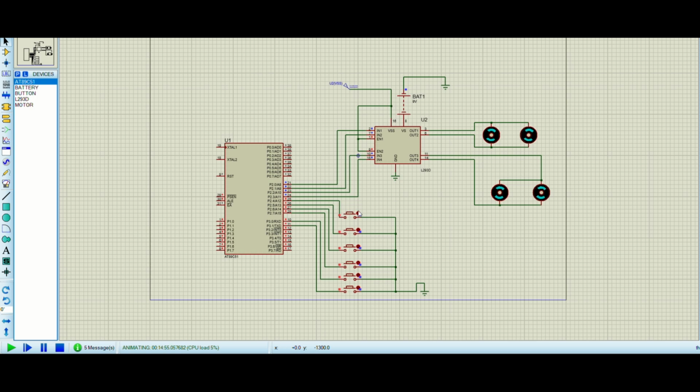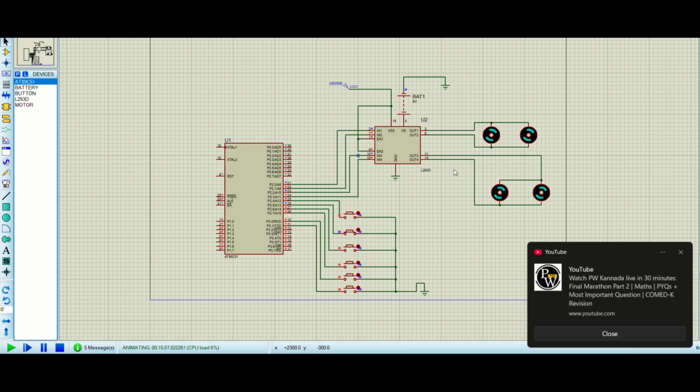When I start the first switch, all the motors rotate in the clockwise direction. When I turn it off, all will stop rotating. When I start the second switch, all the motors will rotate in the anti-clockwise direction.